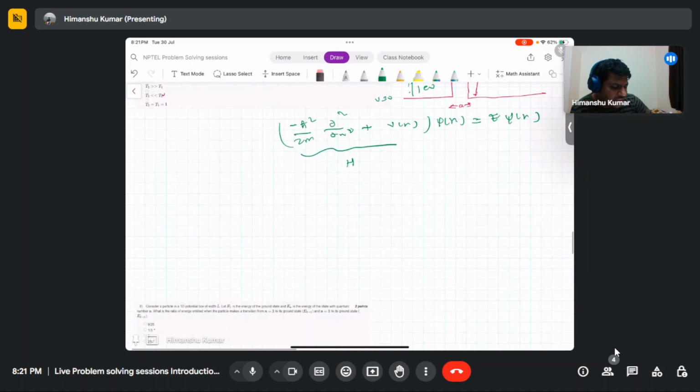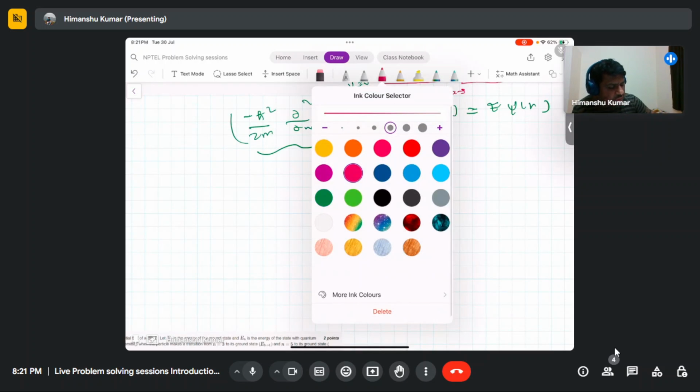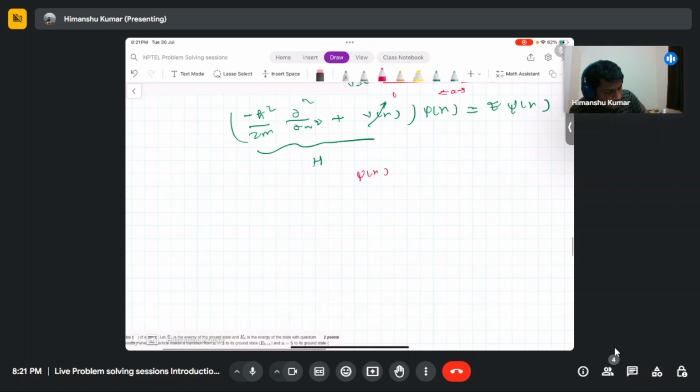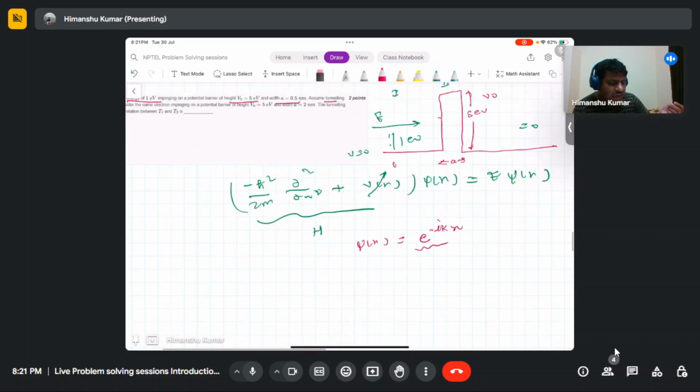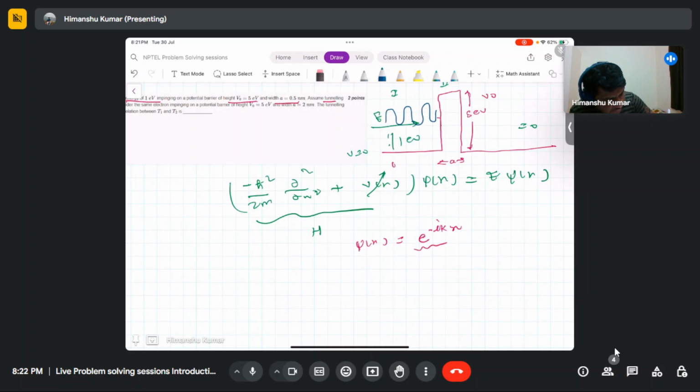In region 1, the potential is 0, so you can assume it as 0. The solution will have the form of e to the minus ikx, and this is the plane wave form of solution. So in region 1 and region 3, the electron will have plane wave like solutions.